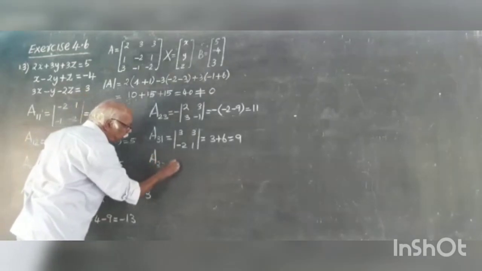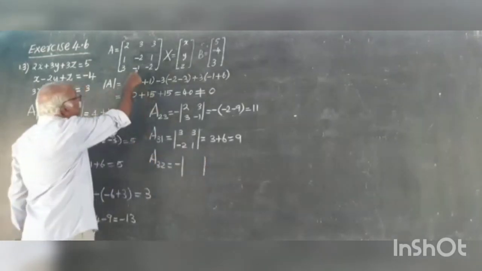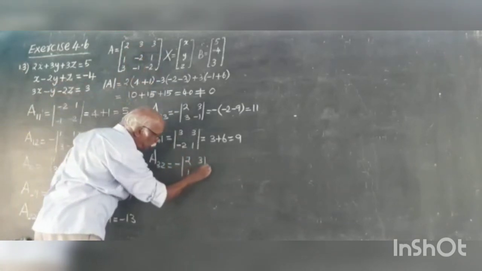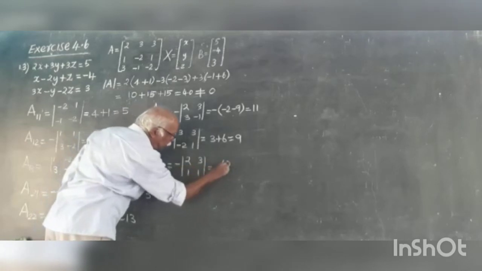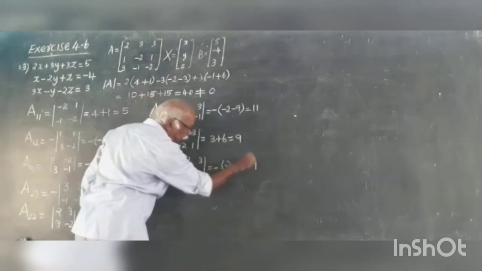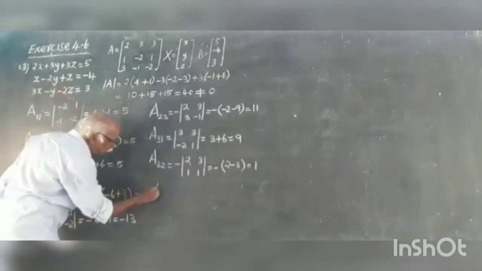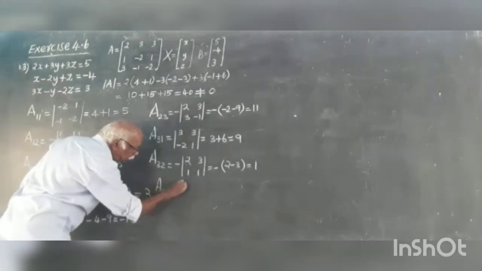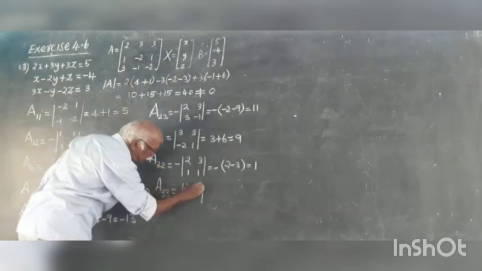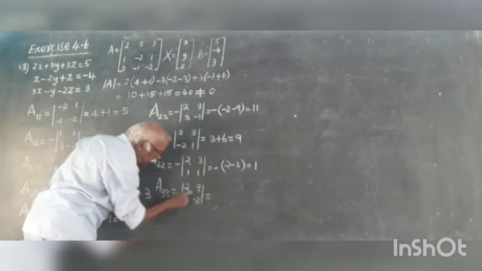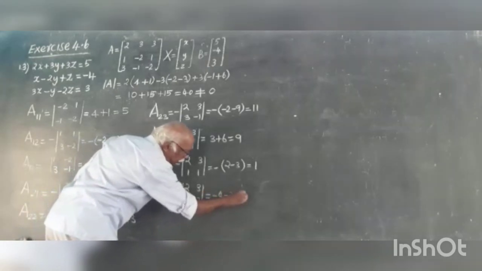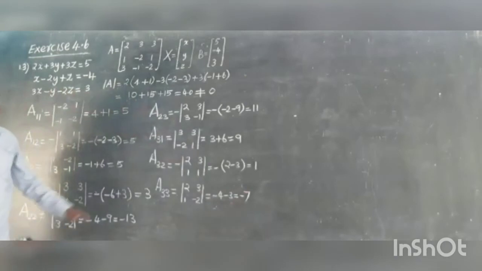A32, minus 2, 3, 1, 1, is equal to minus of 2 minus 3, minus 1, minus of minus 1, plus 1. Then A33, 2, 3, 1, minus 2, is minus 2 minus 2, minus 2 minus 4, minus 3, minus 7. See, lastly we have found all the cofactors.